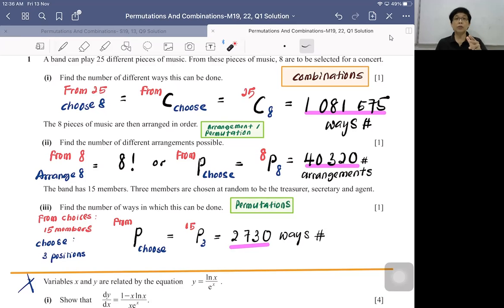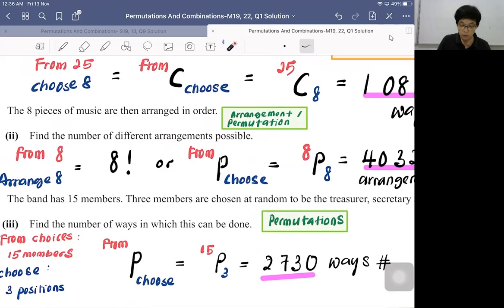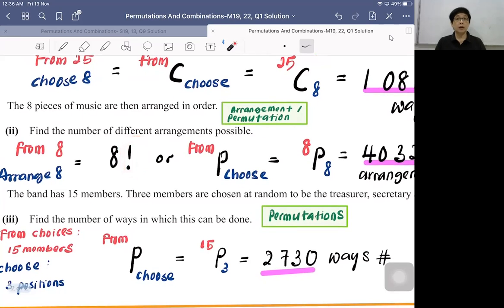In other words, out of these 8 pieces of music, the band can at any time play the 8 pieces of music in the manner of different arrangement or different order. Therefore, we know for this case, we can go for factorial, because each time, all the 8 music can be allowed to play. They do not have to restrain themselves to choose only 3 pieces at one time.